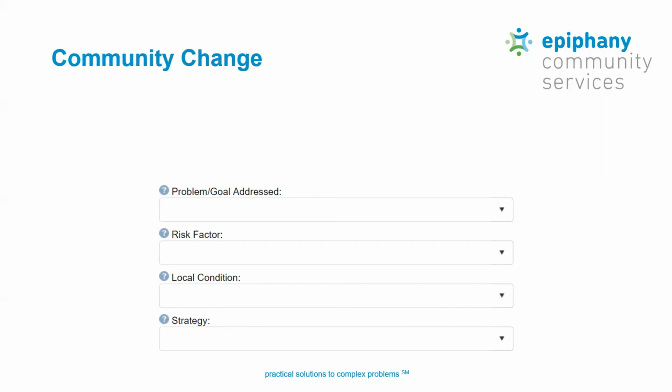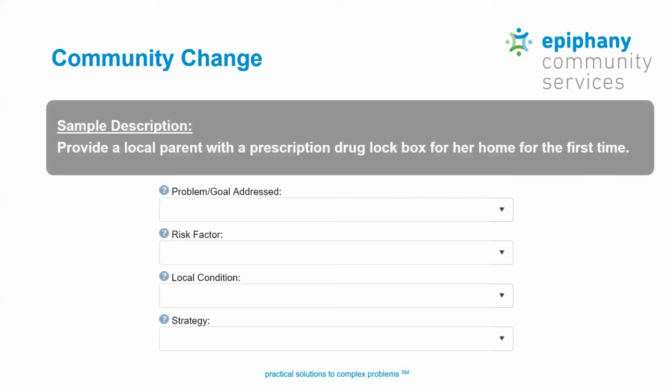All right, I think this is our last example for today, and then we'll open the floor if anyone else has any questions or examples they want to talk about. But our last one here is this. We provided a local parent with a prescription drug lockbox for her home for the first time. She has never had a lockbox in her home before. She came and requested one. We provided her with one.